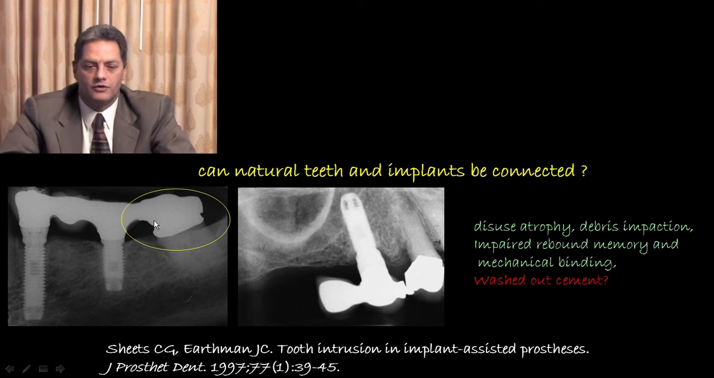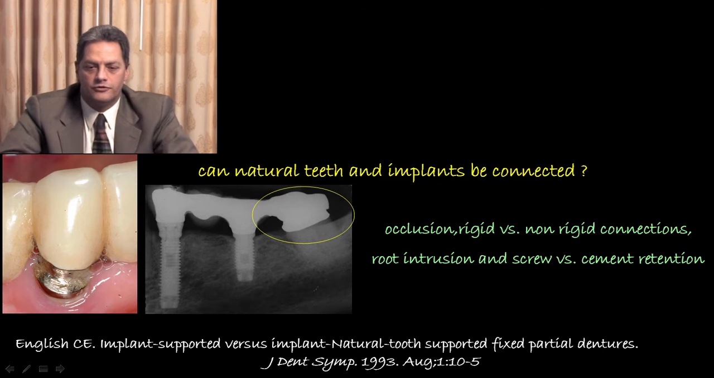As we can see on the radiograph on the left side, we can see the intrusion on that lower left molar because it was temporarily cemented. Here we have an intrusion because we had a semi-rigid connection. So, if we look at different references with English, he describes different reasons why we have an occlusion with a rigid connection or not a rigid connection.